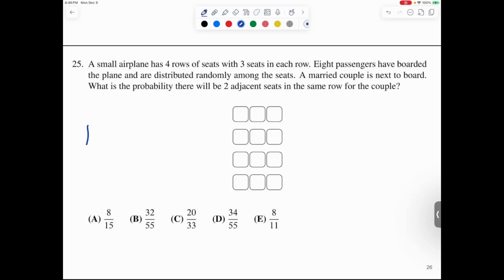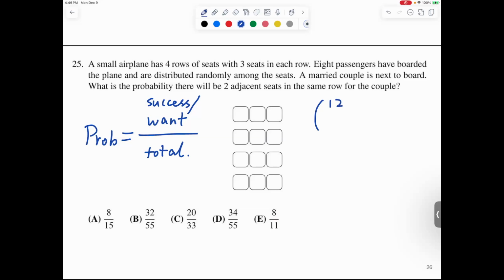So the probability equals the number of successful ways, the number of ways that we are looking for, over the total number of ways, right? Then how many ways in total do we have to seat these 8 people? So we first, what do we need to do? 12 seats, we choose 8 seats and ask them to sit over there, right?